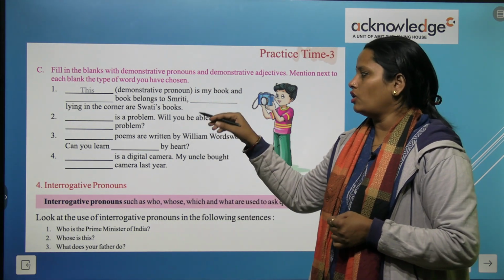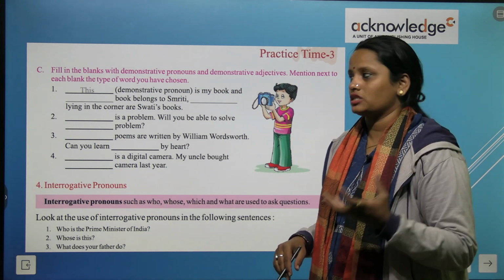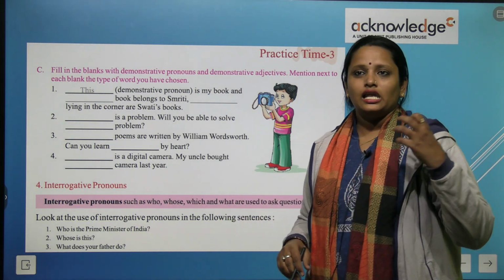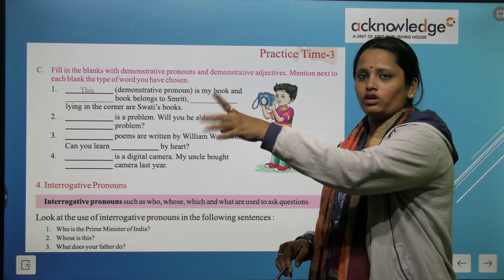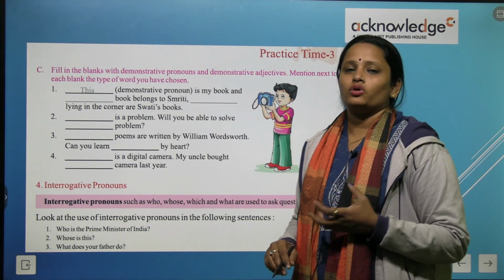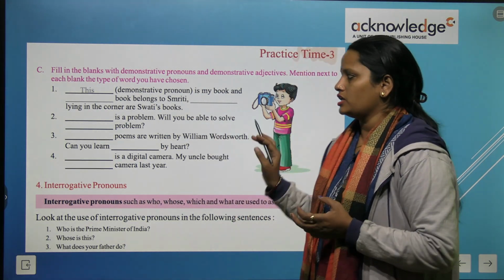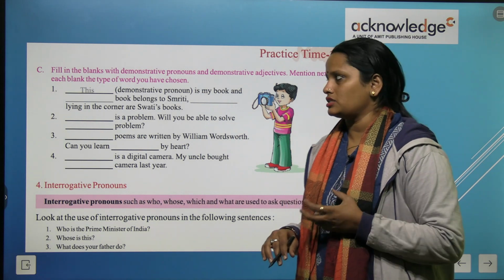Dash lying in the corner are Swati's books. बहुत सारे books की बात हो रही है. So those lying in the corner, वो जो corner में रखे हुए हैं वो किसकी हैं? वो Swati की books हैं. So children, we have done the first rest questions. You have to do like this.